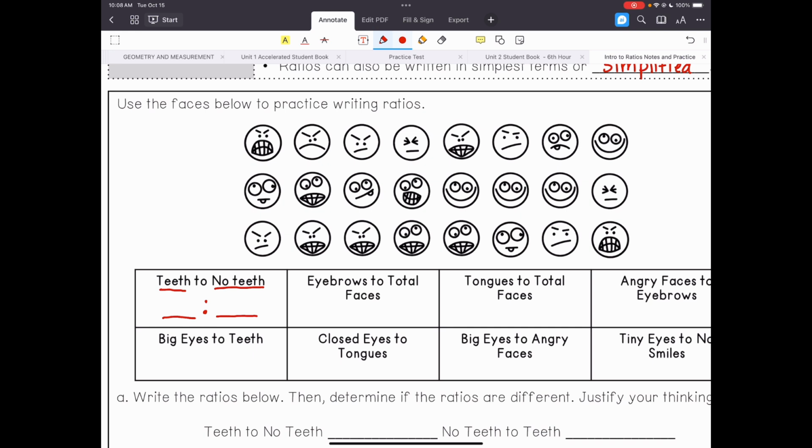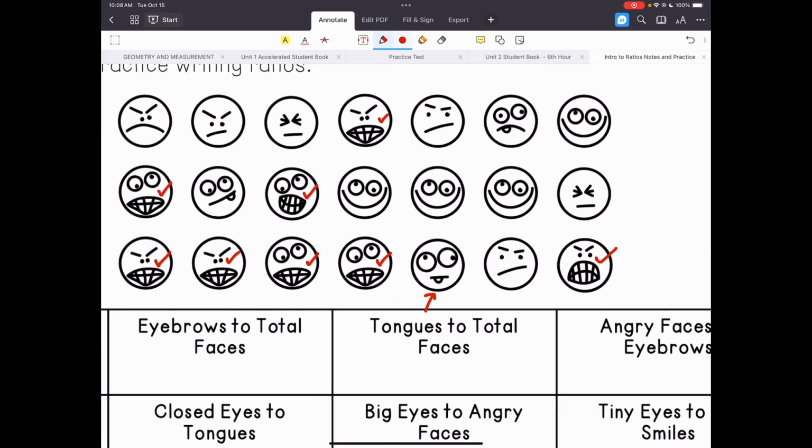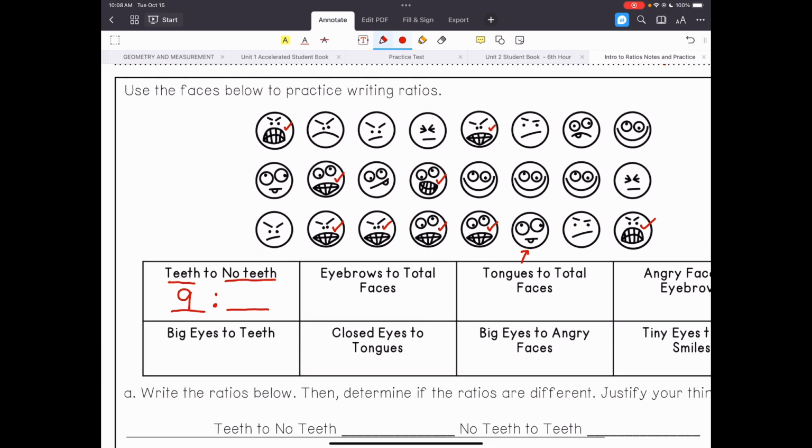So let's go ahead and count them. This one is showing teeth. 1, 2, 3, 4, 5, 6, 7, 8, 9. So there are 9 that have teeth. I just want to point out that that is a tongue. So this one right here, that's a tongue. It's sticking its tongue out. That's where some kids get confused and make little errors. So you always want to ask clarifying questions in case you're debating it, especially if it's a matter of counting things up that are supposed to be specific in a specific ratio.